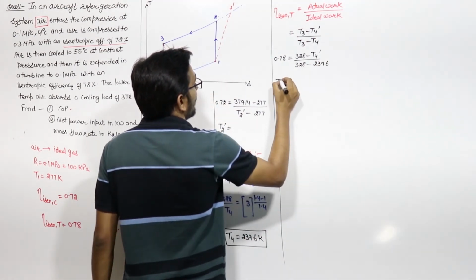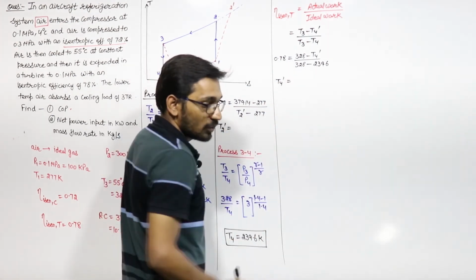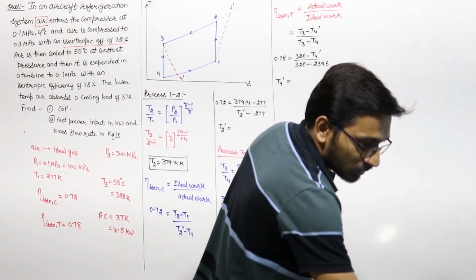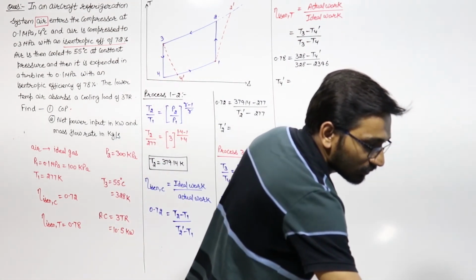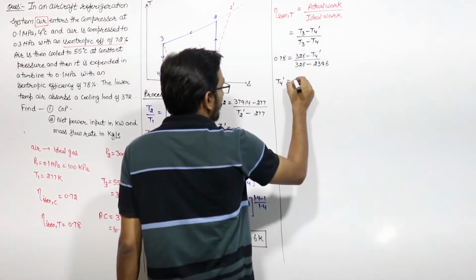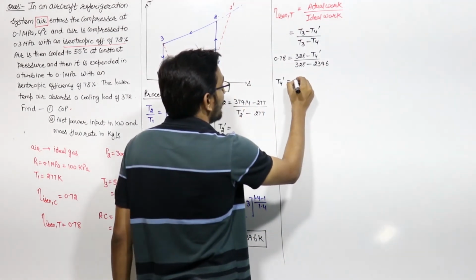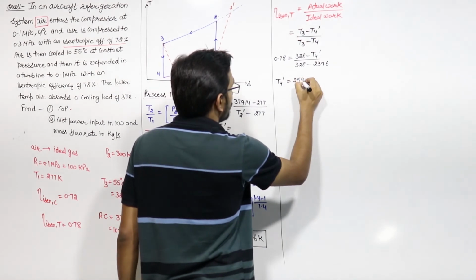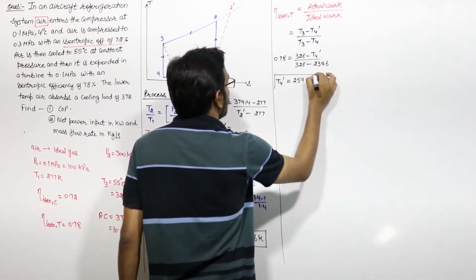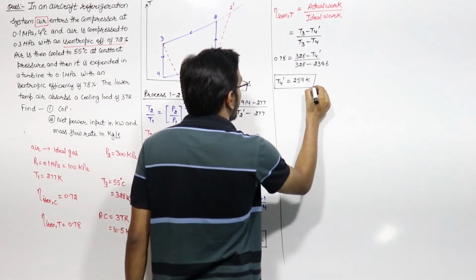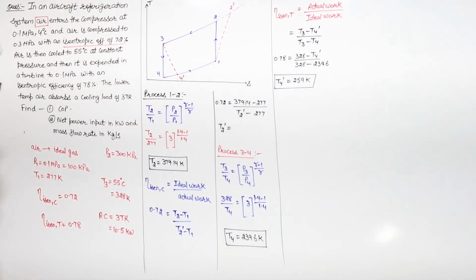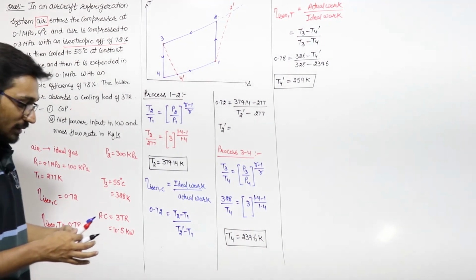From here you will get T4 dash, which is equal to 359 Kelvin, sorry, 259 Kelvin. We'll get T4 dash is equal to 259 Kelvin, right? Now we have to find COP.